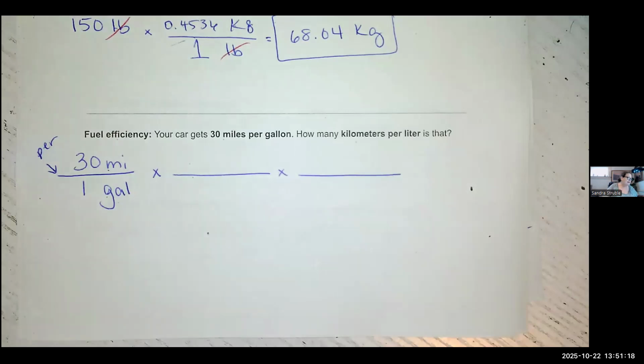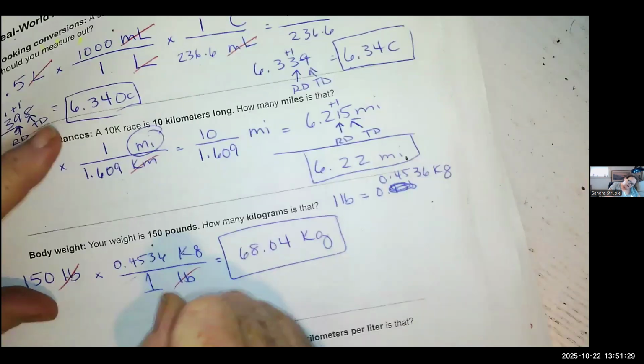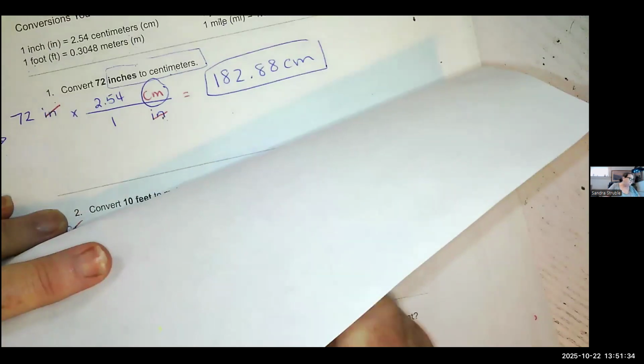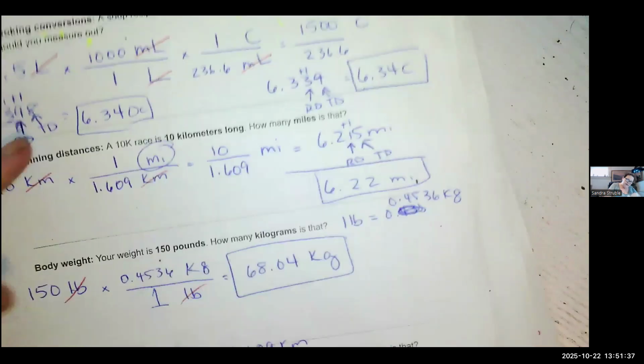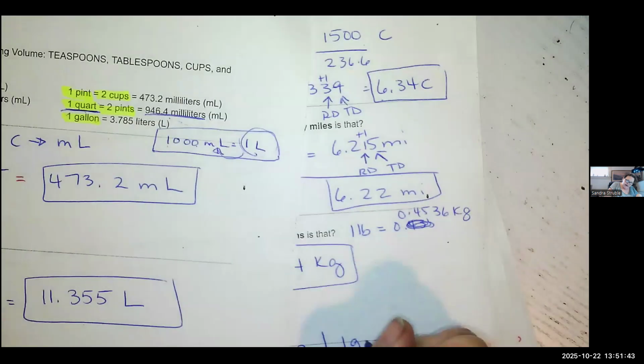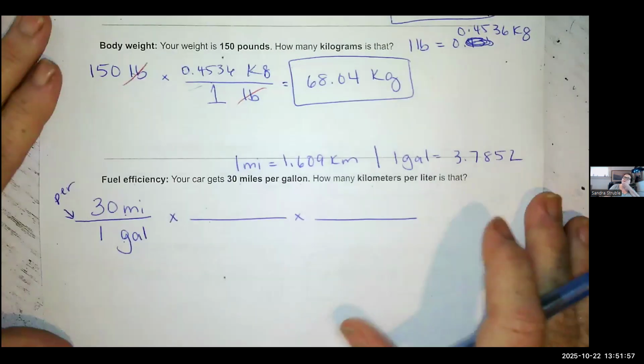All right, so do we have anything that's going to get us from miles to kilometer? Yes. So 1 mile is equal to 1.609 kilometer. And then from gallon to liter, which is this one, 1 gallon is equal to 3.785 liters. Okay, so watch this. I'm only doing one of these. You will be doing this in the next class in problem solving. So I wanted to make sure you had a visual of this before we went to that point.